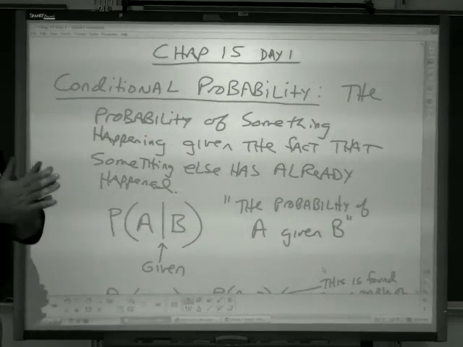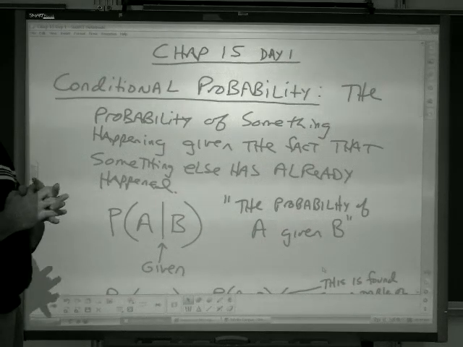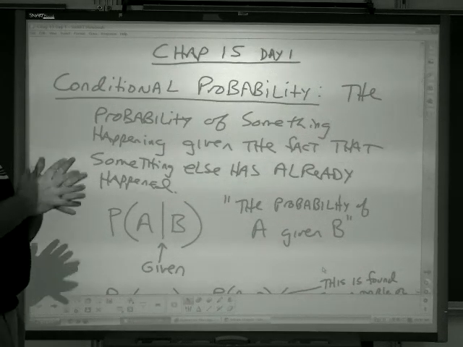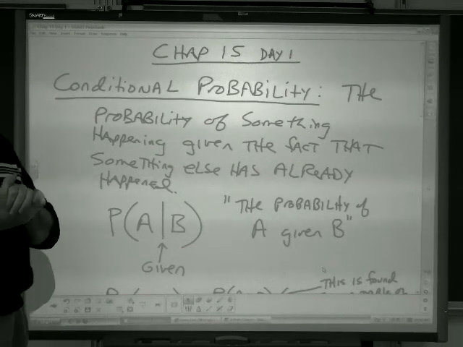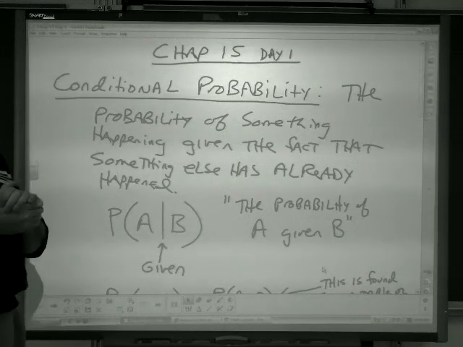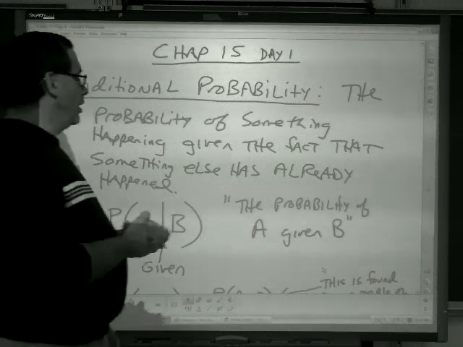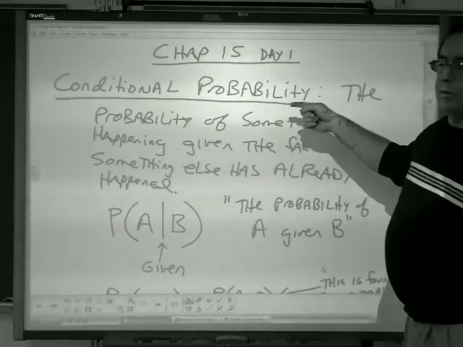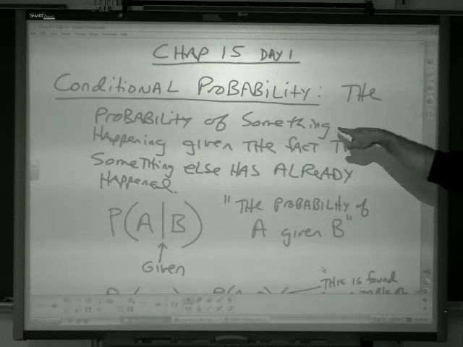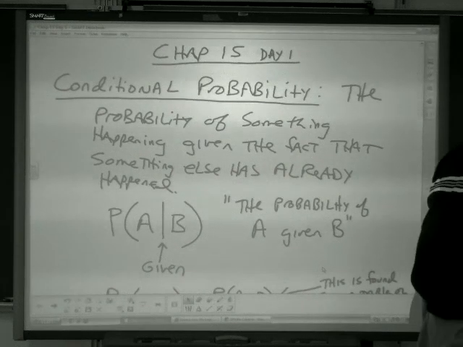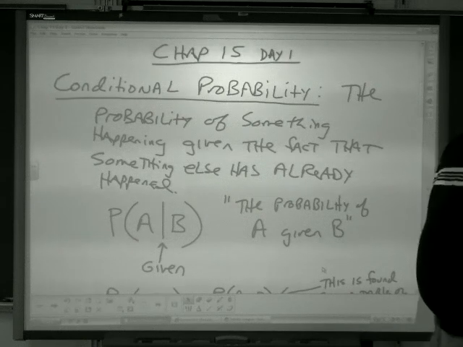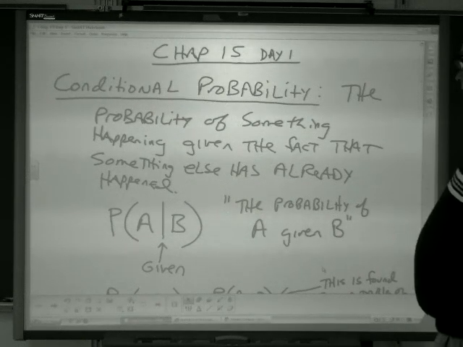Okay, chapter 15, day 1. It's kind of a short chapter. It starts out with conditional probability, which is similar to what we did earlier in the year in chapter 3. Conditional probability is the probability of something happening given the fact that something else has already happened. So it's a conditional situation, all right?